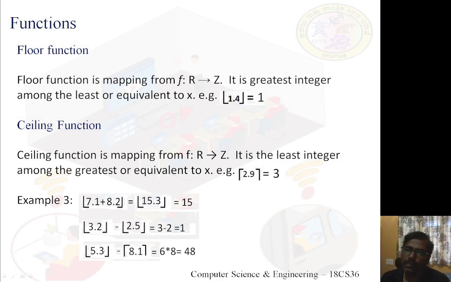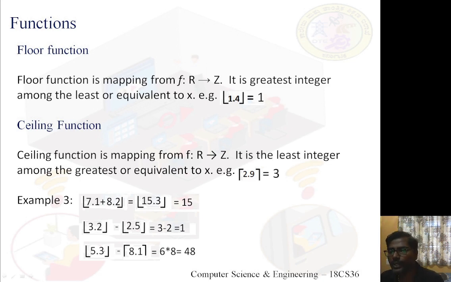Now let me have a look at the ceiling function. The ceiling function is similar to the floor function, meaning a mapping from real numbers to integers. For the ceiling function, again the input is x, which is a real number. The output in this case is the least integer among those greater than or equal to x. I repeat, the ceiling function is again a mapping from real numbers to integers.